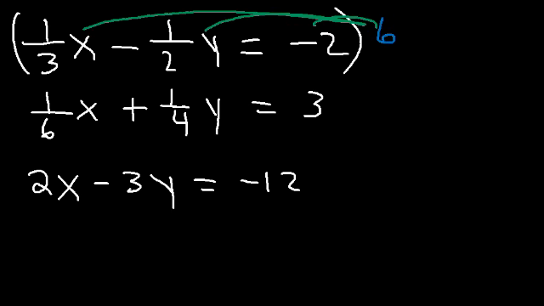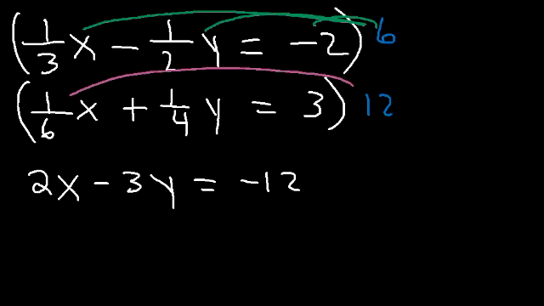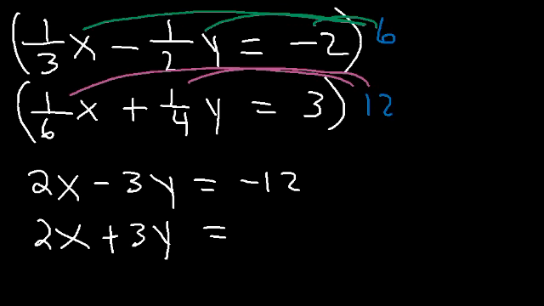Now for the second equation, what number should we multiply both sides by to get rid of the 4 and the 6? We need to clear away the fractions. We can use 24, but 12 is better because it's smaller, and 4 and 6 can go into 12. So what's 12 times 1 over 6? 12 divided by 6 is 2. So we have 2x. And if we multiply 12 by 1/4 y, 12 divided by 4 is 3. So we have 3y, and 3 times 12 is 36.